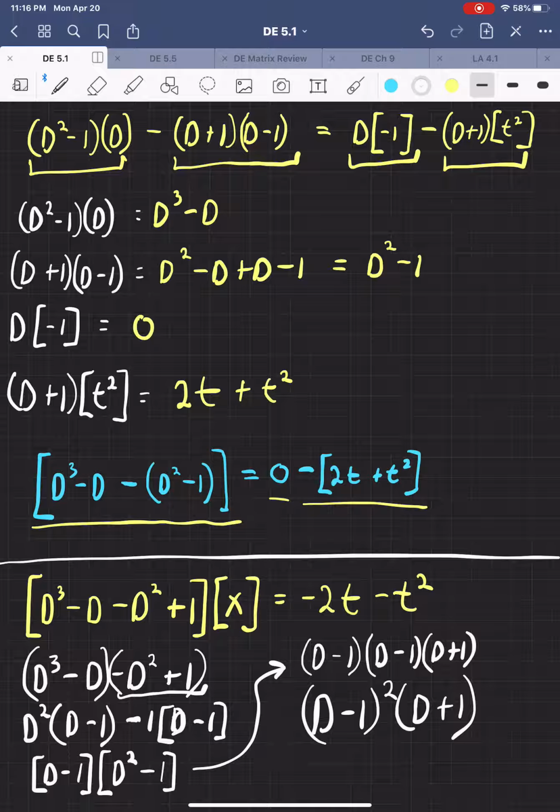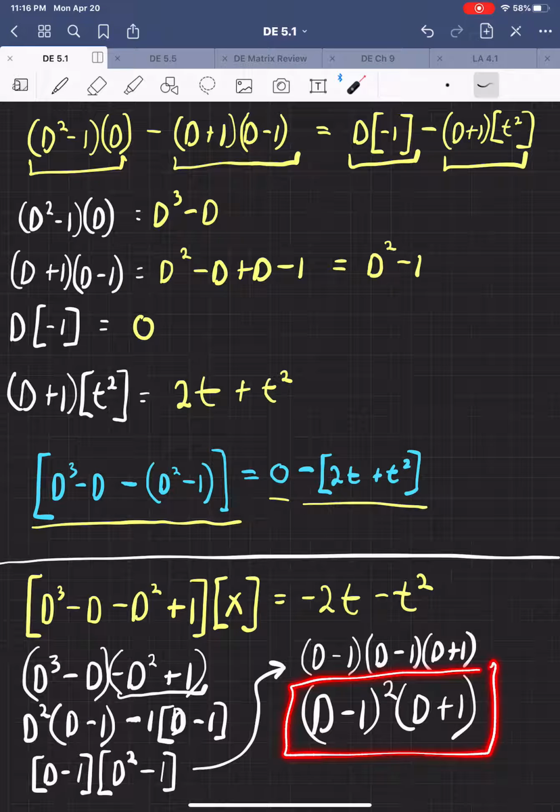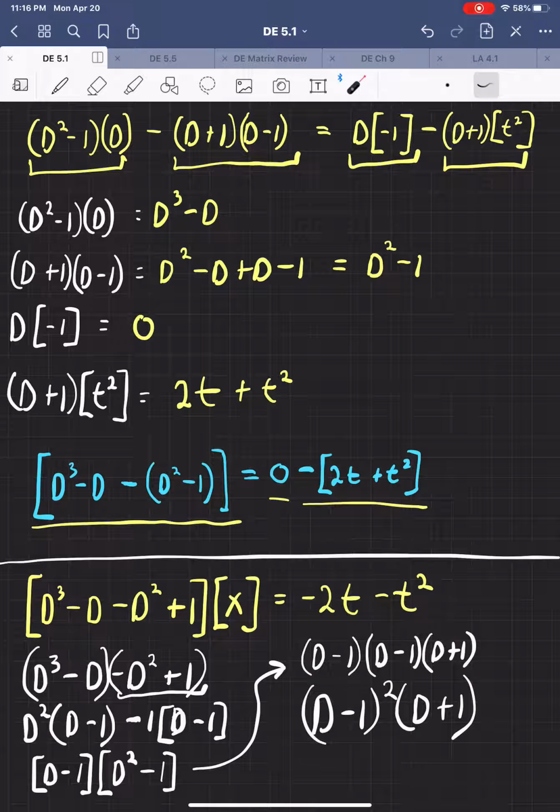Okay. Now, what I was attempting to show you is once you get it in this form here, you actually can get right to your auxiliary form and solve for your roots very quickly. So in this case, this is what it would look like in auxiliary form.